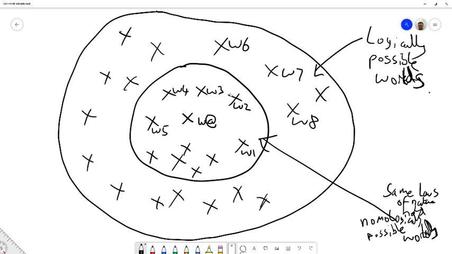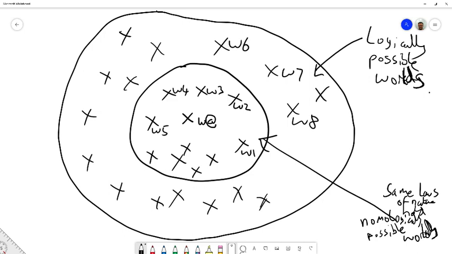And what this means is, if something is nomologically possible, if it's possible given the laws of nature, then it's logically possible, because it's contained within the logically possible worlds. But it doesn't follow that if something is logically possible, it's nomologically possible, because there you might have a world that's outside of the nomologically possible worlds. Okay? So I hope that makes some sense to you.